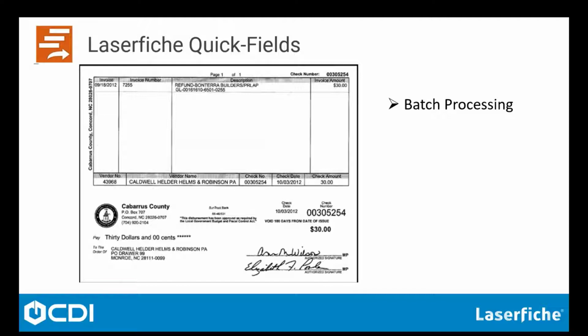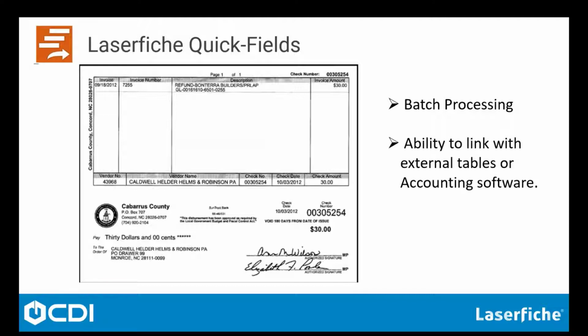So we talk about batch processing, being able to scan in an entire packet of documents and let Laserfiche Quickfields automatically filter them out, sort them, and then file them where they need to go. We also have the ability to link this to any external tables or accounting software, meaning that if an invoice comes in or you are doing a batch of invoices or a check run, we can automatically do a query to your accounting software to see what that invoice number is, has it been paid, do the amounts match, and so we can actually do that query and make sure that we are then maintaining the integrity of the data for that payment run.